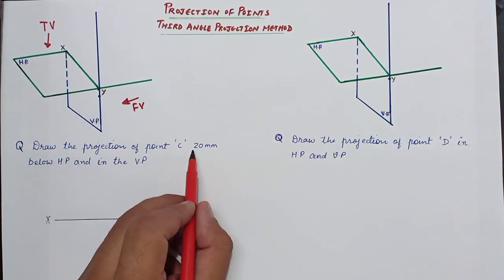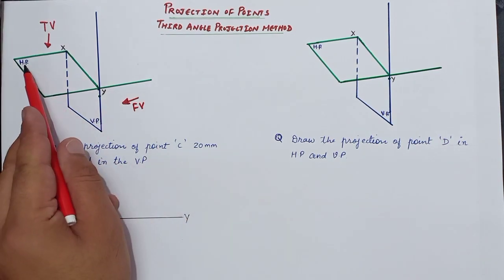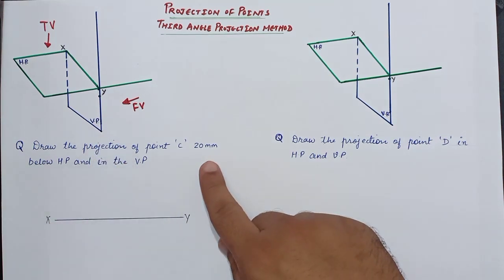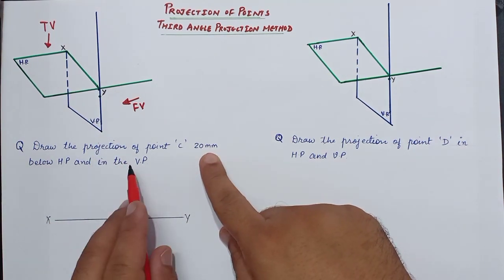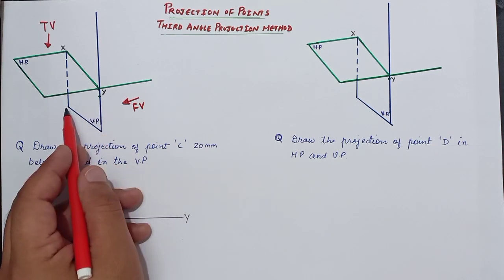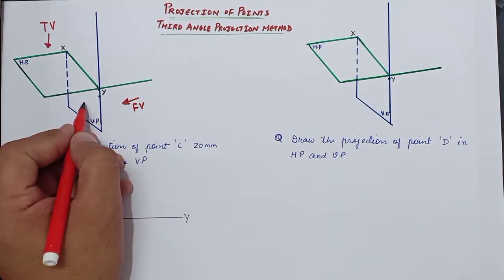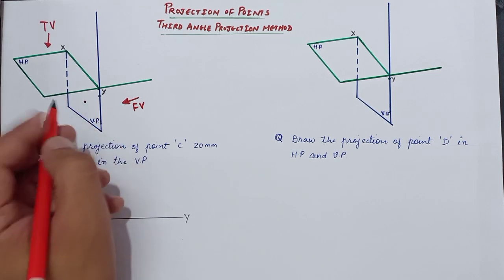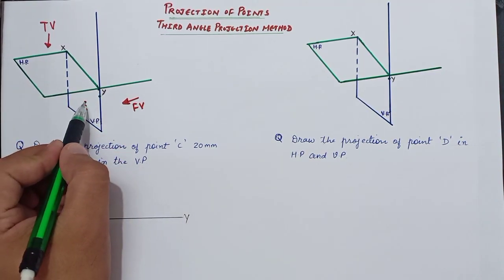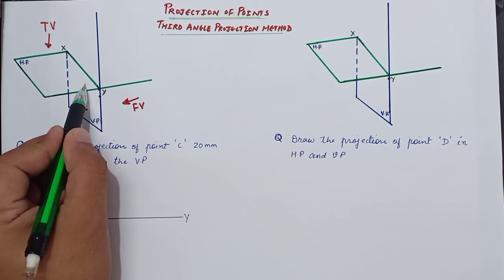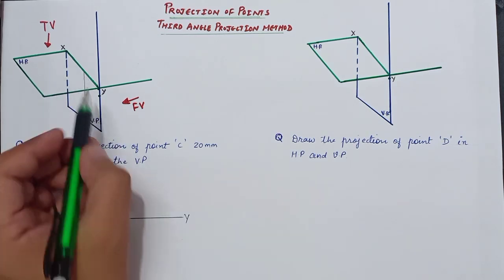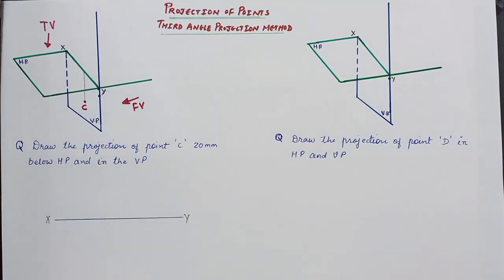C is 20 mm below HP. This is horizontal plane, vertical plane. So we place a point C 20 mm below HP and in the VP. It does not have any distance behind vertical plane. So let us consider a point C here. On extending point C in the HP, it will get intersected with XY line.